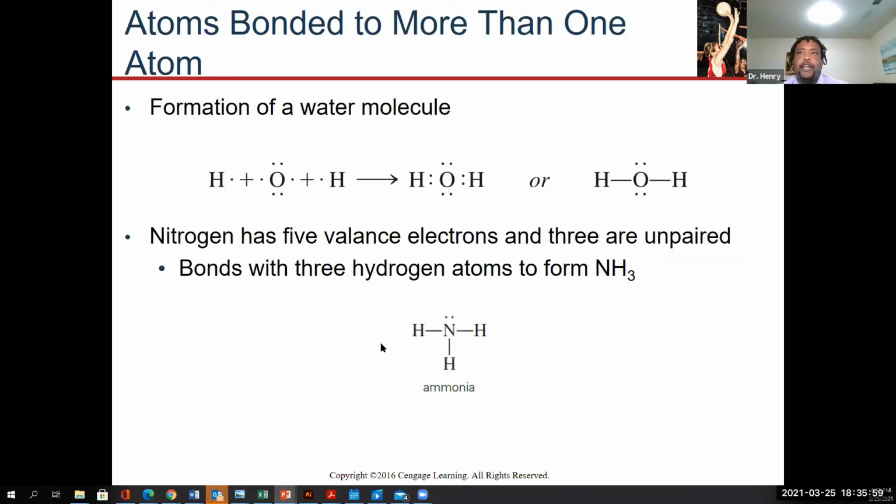You're already familiar with this because you've already been drawing Lewis dot structures. It's kind of like working backwards, because we went ahead of the game. This is just showing you the process of drawing Lewis dot structures. Are there any questions so far?